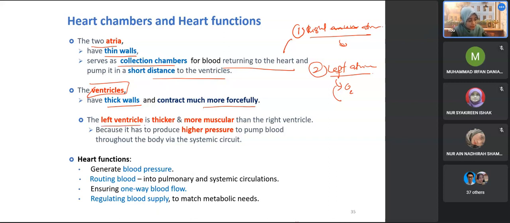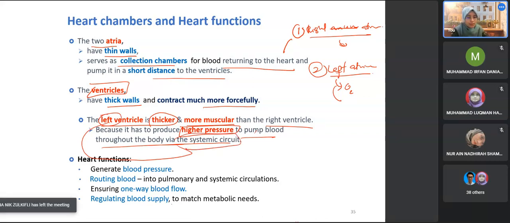So the left ventricle is thicker and more muscular than the right ventricle. So this is to produce a higher blood pressure, a higher pressure to pump blood throughout the body via the systemic circuit. So that's why the left ventricle is much thicker compared to the right ventricle. The left ventricle needs to pump blood into the systemic circuit, so it is thicker to produce a higher pressure to pump the blood.